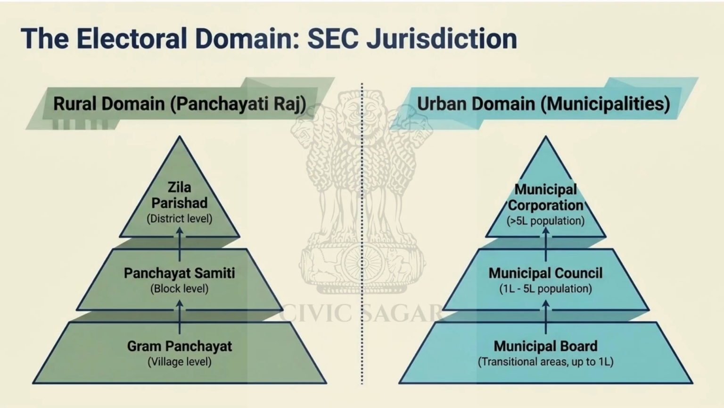The SEC's jurisdiction spans two distinct three-tier structures. Rural domain, Panchayati Raj: from the base Gram Panchayat at the village level, up to the Panchayat Samiti at the block level, and the Zilla Parishad at the district level. Urban domain, municipalities: ranging from municipal boards in transitional towns, up to 1 lakh population, to municipal councils, 1 lakh to 5 lakh, up to large municipal corporations in major cities with populations exceeding 5 lakhs.